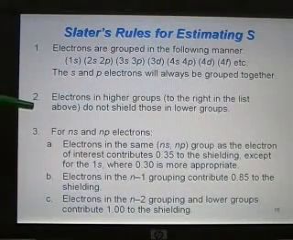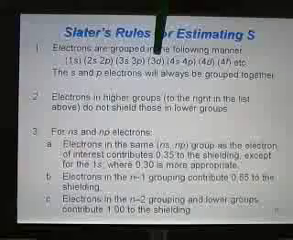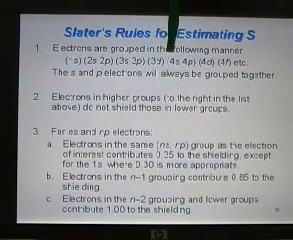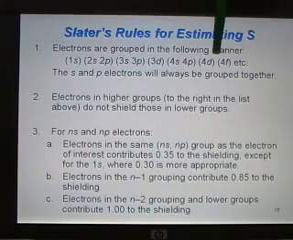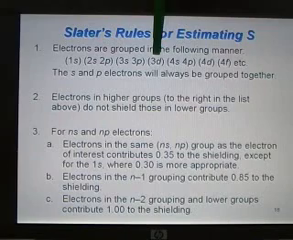Rule number 2 states electrons in higher groups, that's to the right in the list above, do not shield those in lower groups. So for example, if we're interested in an electron in the 3d orbitals, any electrons in the 4s, 4p, 4d, 4f will not shield the 3d electrons.